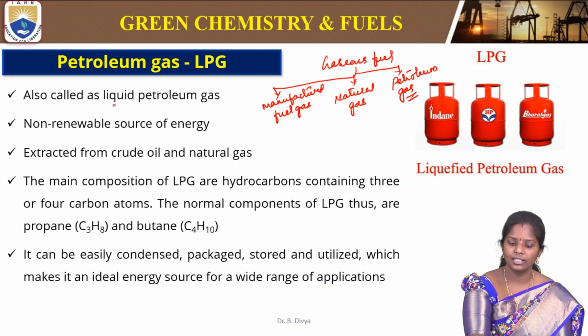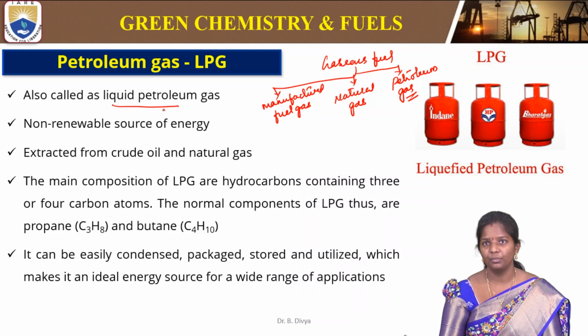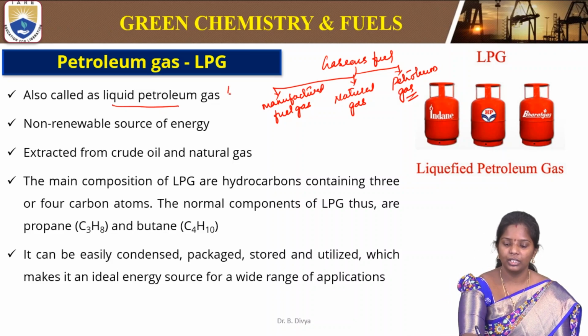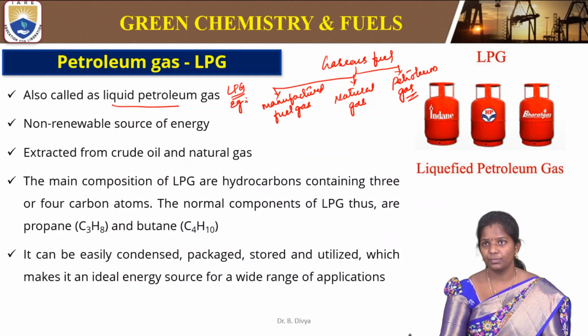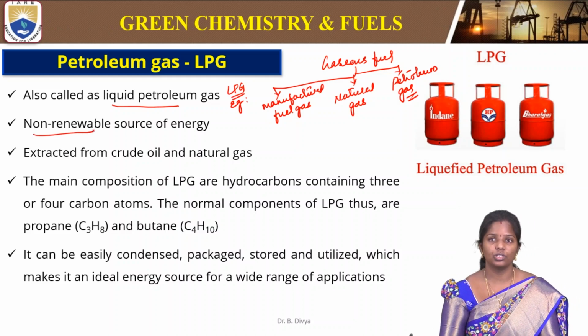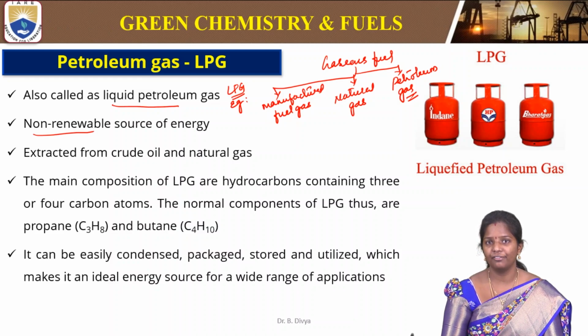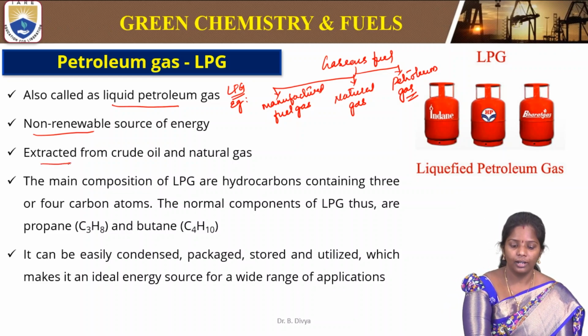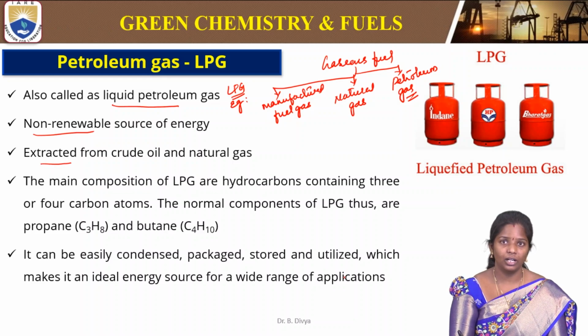Petroleum gas is also called liquid petroleum gas or liquefied petroleum gas. In abbreviation, we call it LPG, which is one of the good examples of petroleum gas. It is obtained during refining of fossil fuels, or crude oil distillation. So it is a non-renewable source of energy. Why? Because it is obtained from fossil fuels, that is, extraction of crude oil from the earth's crust, and then refining or distillation produces this petroleum gas. Therefore, it is non-renewable, so there is a chance of depletion.